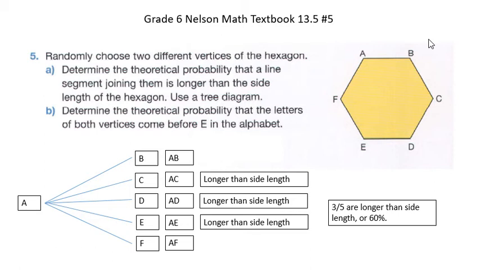Let's read it together. Randomly choose two different vertices of the hexagon. A. Determine the theoretical probability that a line segment joining them is longer than the side length of the hexagon. Use a tree diagram. B. Determine the theoretical probability that the letters of both vertices come before E in the alphabet.